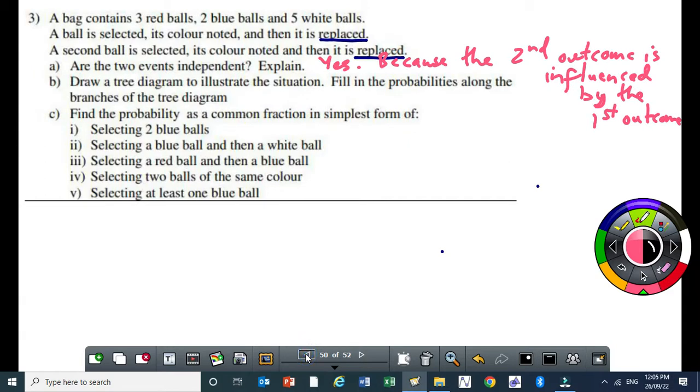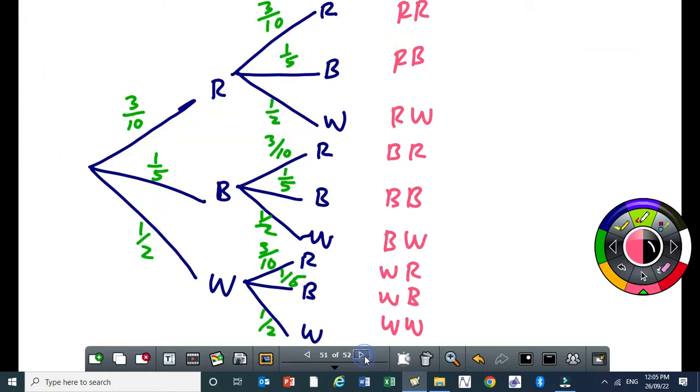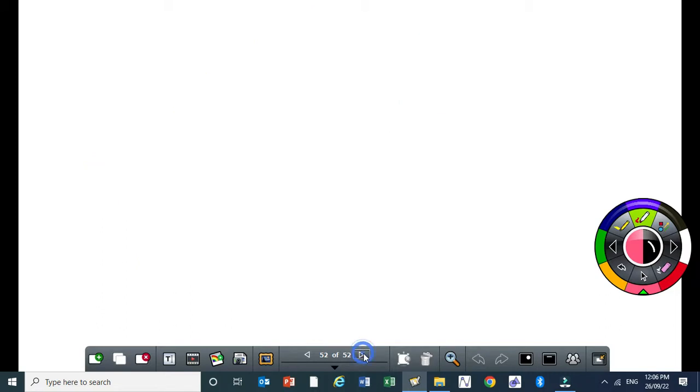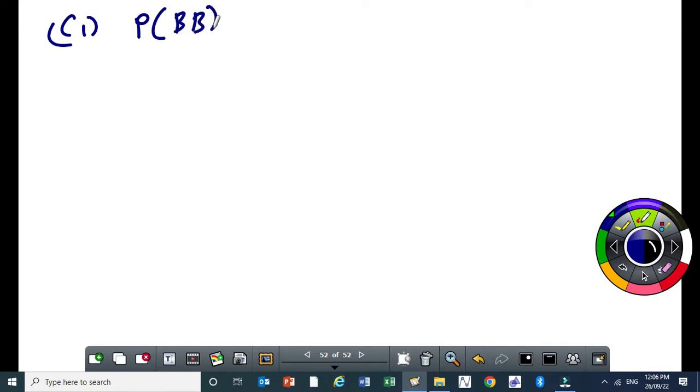Find the probability as a common fraction in simplest form of selecting two blue balls. Okay, if you go here, it would be just 3 over 10, so it would be 1 over 5 times 1 over 5. So we are talking about the probability of getting that. Okay, in total, we have how many possible outcomes here? 9. But there is only one possibility of getting two blue balls, so the probability of getting two blue balls there is going to be 1 over 9.